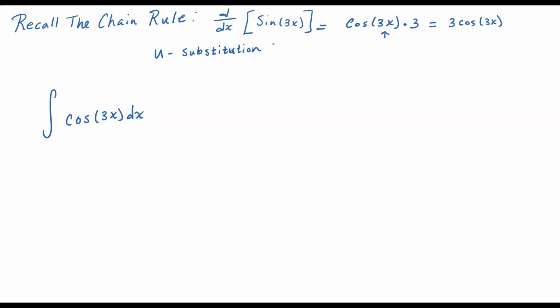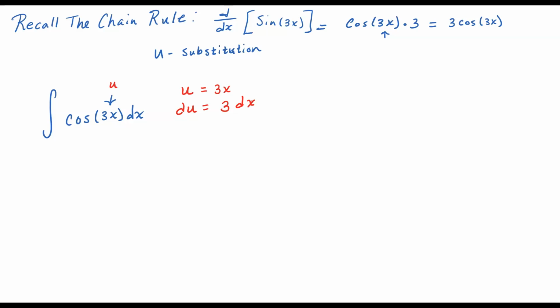Suppose we wanted to take the integral of the cosine of 3x. What we're going to do is account for the inside and its derivative by calling this right here u. So I'm going to say that u equals 3x. And now I'm going to consider the derivative of u, which is the derivative of the inside. So du in this case is going to be 3 dx, because we took the derivative with respect to x.